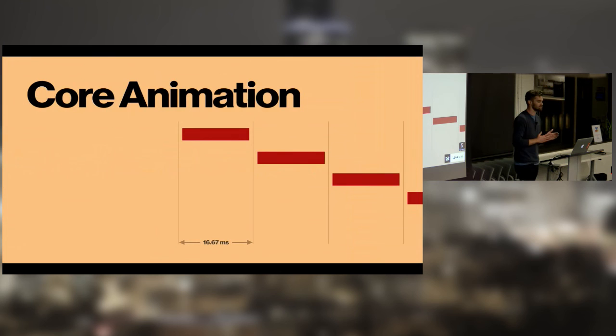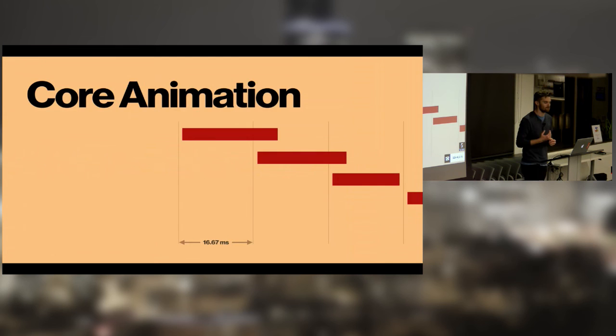60 times a second, your app has a deadline. It has to handle incoming events like touches and draw its UI on screen through Core Animation. Here's a picture of these events at 1/60th of a second. If you spend too much time on a frame, you won't be able to achieve 60 frames consistently.